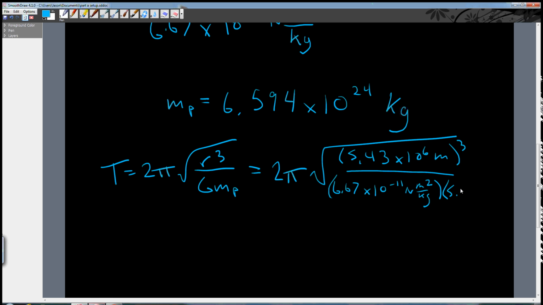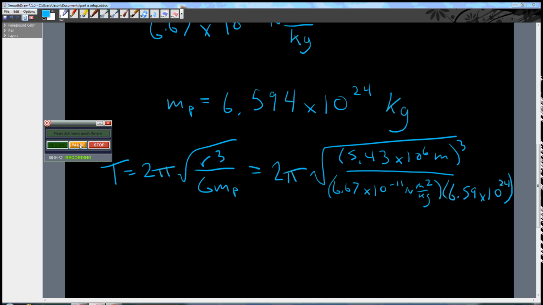times the mass of our planet, which is 6.59 times 10 to the 24th kilograms. I'm not going to put the units there just because I'm running out of space. Now again, we'll go ahead and pause for calculation.